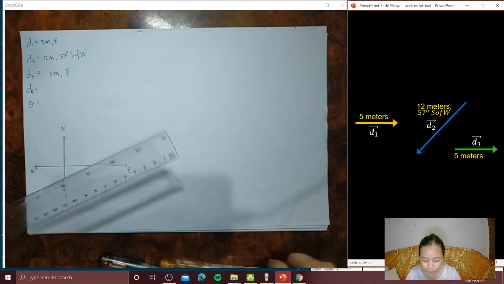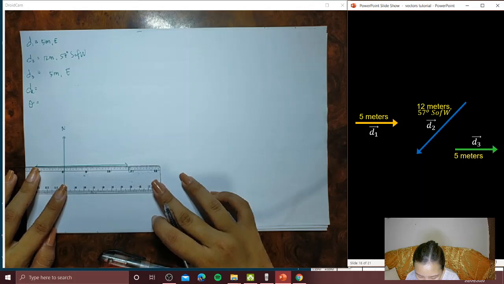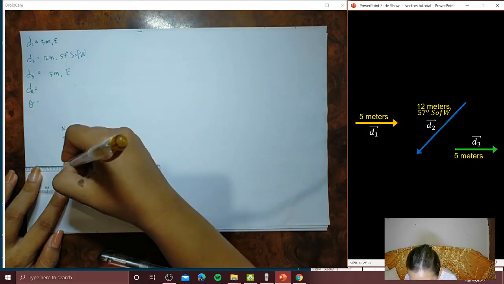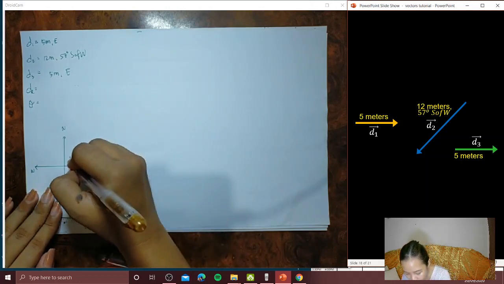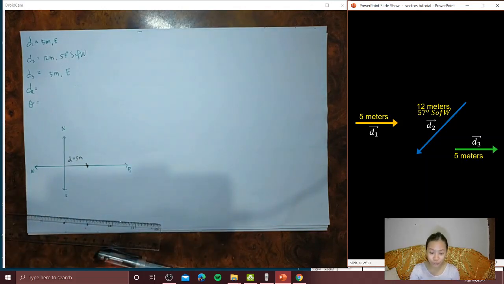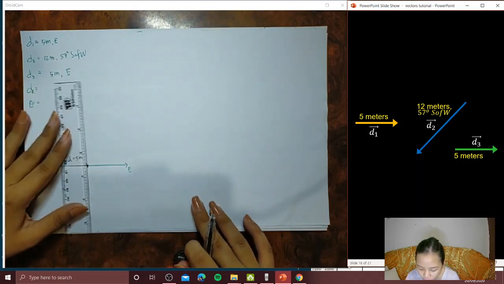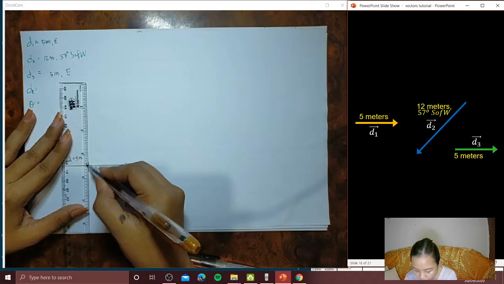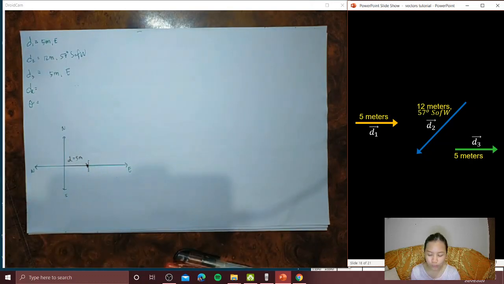Let us plot our vectors in the Cartesian plane. So let's say this is for the 5 newtons. This is 5 newtons. This is directed east. Okay, let us have here D sub 1, 5. Sorry, it's 5 meters, not newtons. We're dealing here with displacement. Okay, next, let us have here a small Cartesian plane. This is for the north, south, west, and east for our small Cartesian plane.